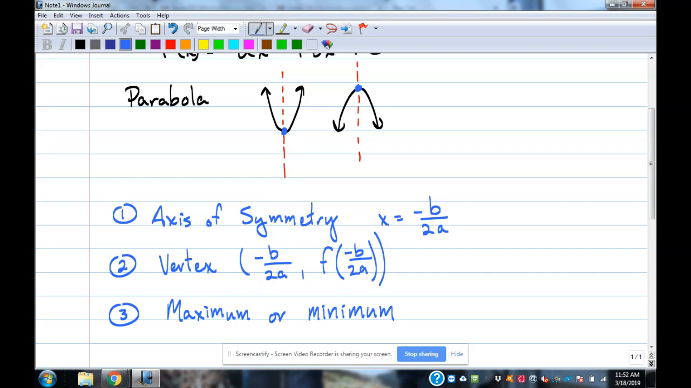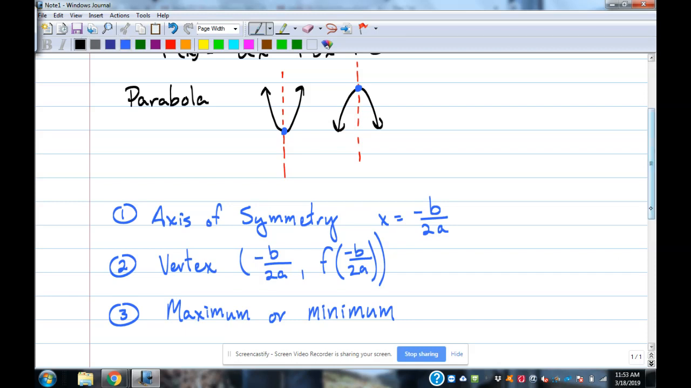Maximums are where? At the very top. Which picture has a top? The second one on the right. It has a maximum. The one on the left has a minimum. It's got a lowest point to it, right? The maximum or minimum is decided by what the value of A is.